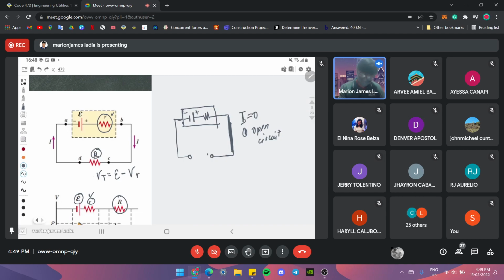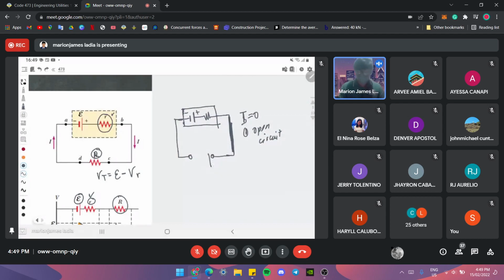So, maubos lang siya dito. So, pag gano'n, natapon lang yung circuit mo. So, therefore, walang current na pumapasok sa buong circuit. So, parang gano'n yung analogy niya.